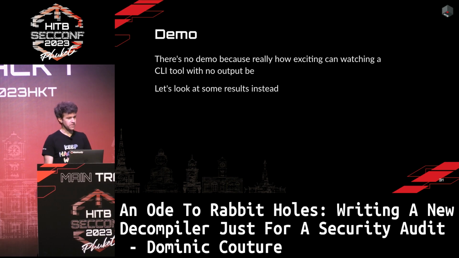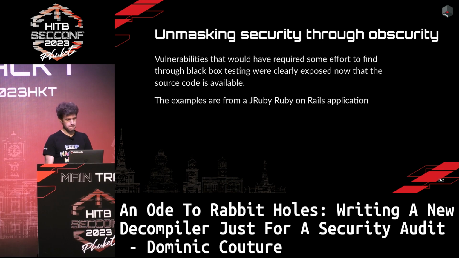So now we have a tool. What can we do with it? Well, we can unmask security through obscurity. We can find vulnerabilities that would have required a lot of effort to find through black box testing. But now that we have the source code, if you have hard-coded keys, or you're using something that you assume hides your code, you're going to have a bad surprise when someone gets your code.